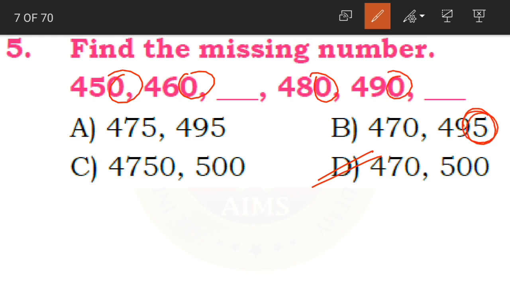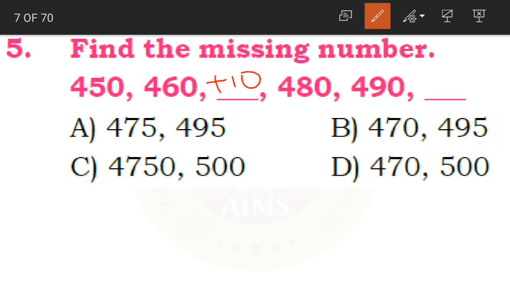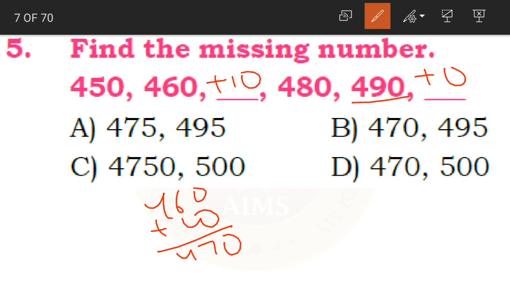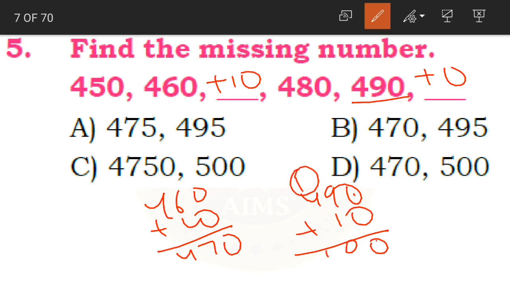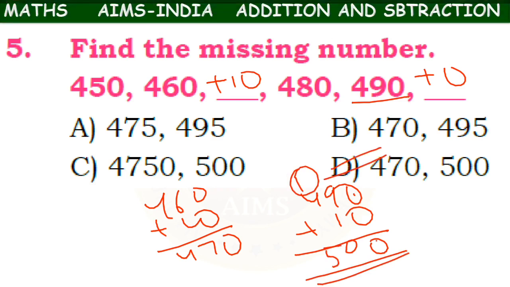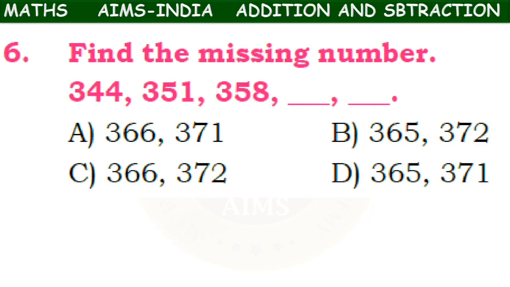500. See, all the numbers are having zeros in the ones place. So it is not possible that 495 is the answer. It is 500. The pattern followed here is plus 10. 460 plus 10 is equal to 470, and here 490 plus 10 is equal to 0, 10, 1 carried and 500. So option D, 470 comma 500 is our correct answer.